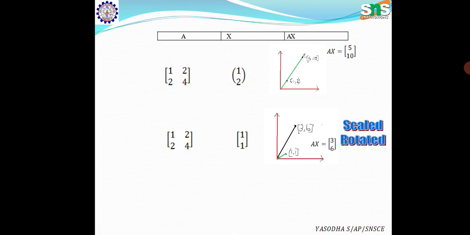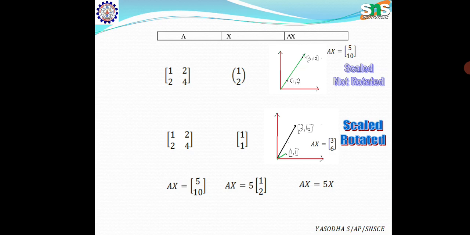A vector that undergoes pure scaling without any rotation is known as an eigenvector corresponding to that matrix. The scaling factor is known as the eigenvalue. We know that AX is equal to [5, 10]. Let me take 5 out of this equation. So we get AX equal to 5 times [1, 2]. And we know this [1, 2] corresponds to X. Let me replace that by X, and we get finally AX equal to 5X.